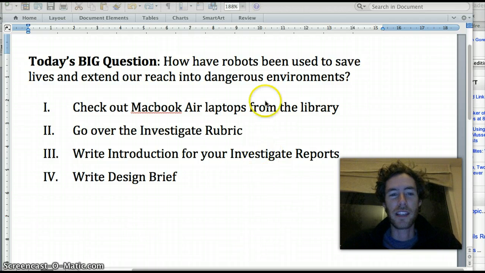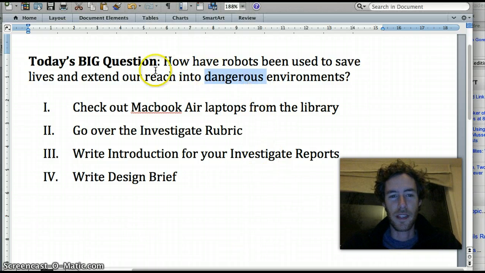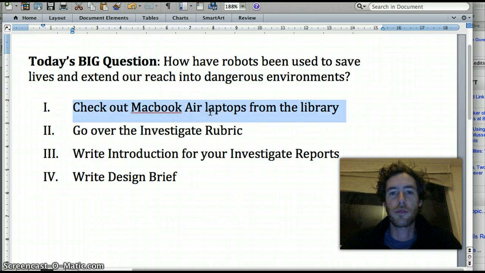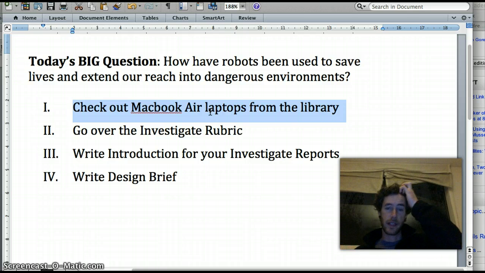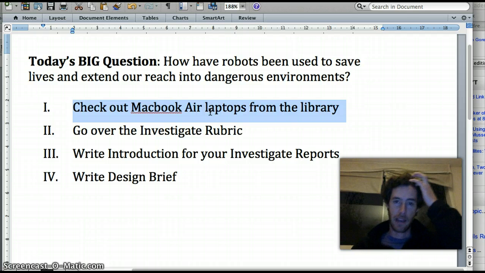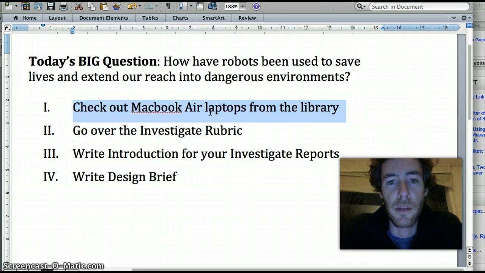But before I even get to our big question here, I want to remind you that the first thing you need to do before coming to class tomorrow is to go upstairs to the library and check out MacBook Airs, the laptops. I have reserved them for you, so they'll be up there for you. Go ahead and make sure you get those before coming to class.